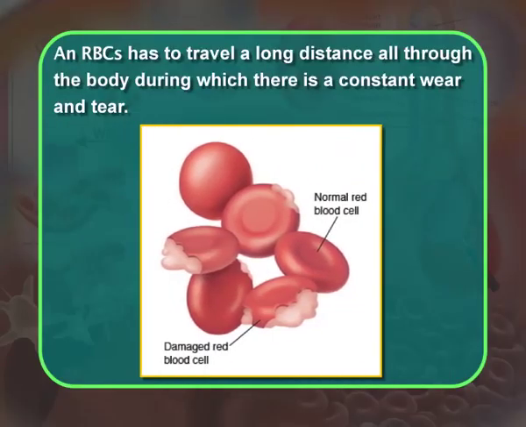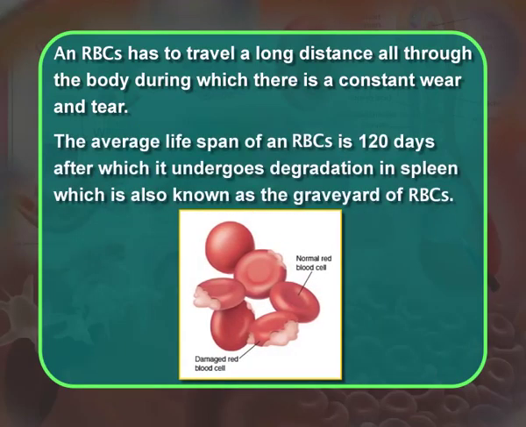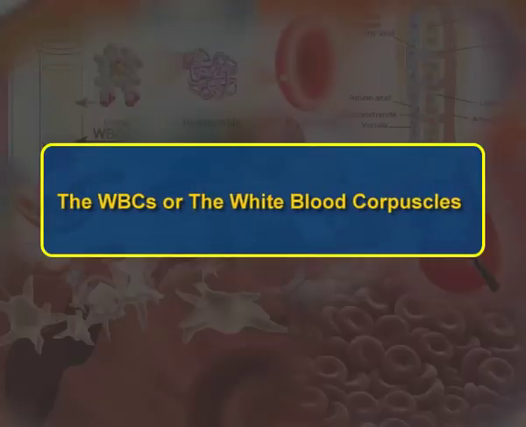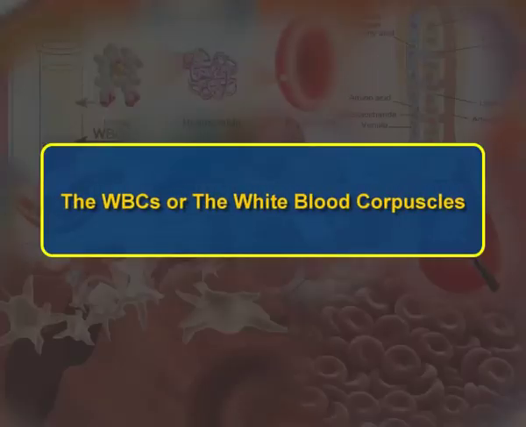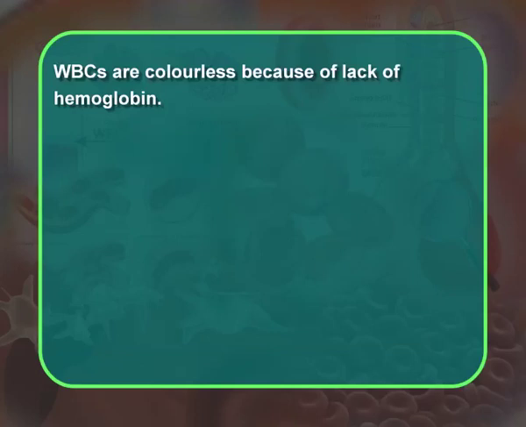Now students, can you tell me the age of a red blood cell? An RBC has to travel a long distance all through the body, during which there is constant wear and tear. The average lifespan of an RBC is 120 days, after which it undergoes degradation in the spleen, which is also known as the graveyard of RBCs. After RBCs, let us now discuss the WBCs or white blood corpuscles. WBCs are colorless because of lack of hemoglobin.